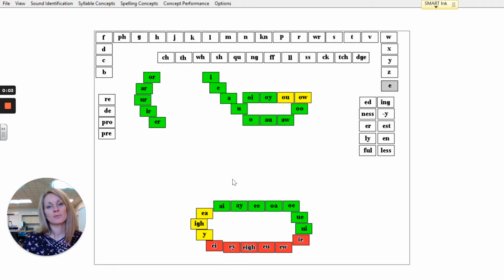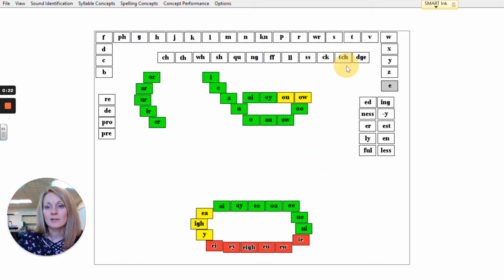Let's get started with our reading of sounds. Okay, so tell me what this IR says. Yes, that is very good. Over here, how about the AW? That diphthong says ah, right? You're looking at a cute little baby saying ah.